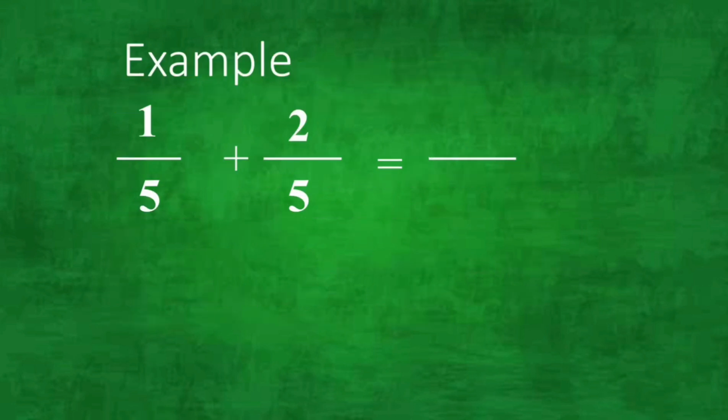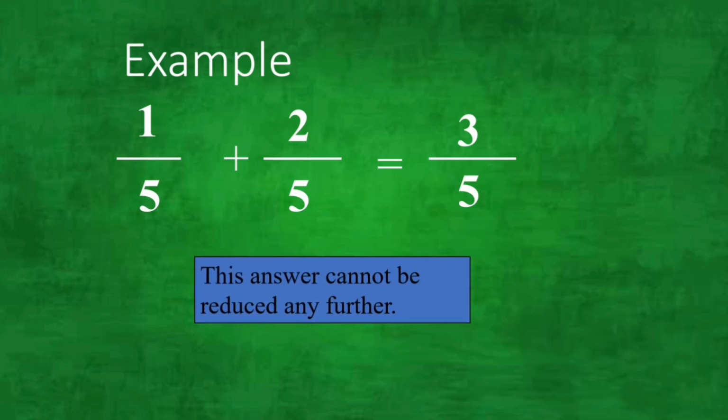Let us have an example. 1/5 plus 2/5. Add the numerators, so 1 plus 2 equals 3. Then copy the common denominators, which is 5. This answer cannot be reduced any further.